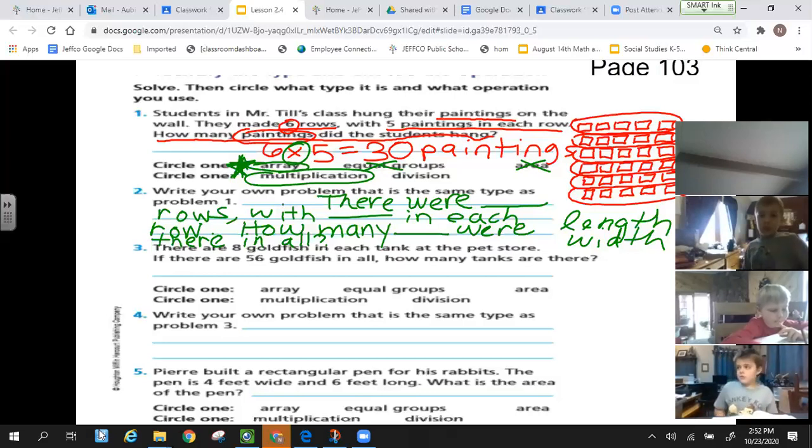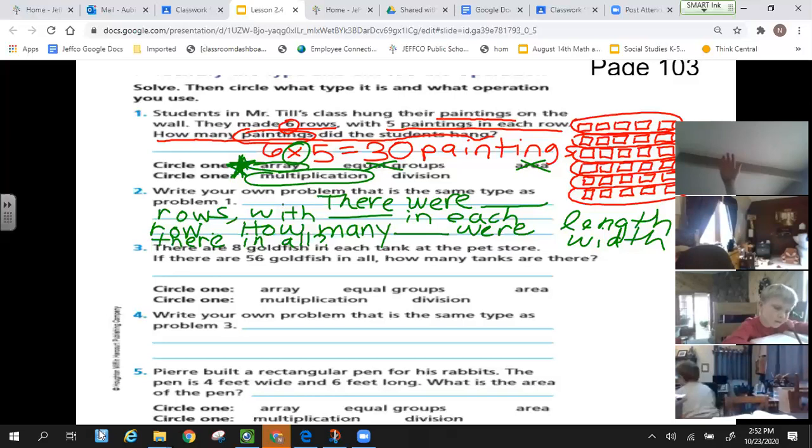Okay, so that again is not rows and columns. You didn't follow that. There were blank rows with blank in each row. So Jensen, how could you change that? Jensen had arranged his candy bars. He had 6 rows with 5 in each row. How many candy bars were there in all? You could do it like that.